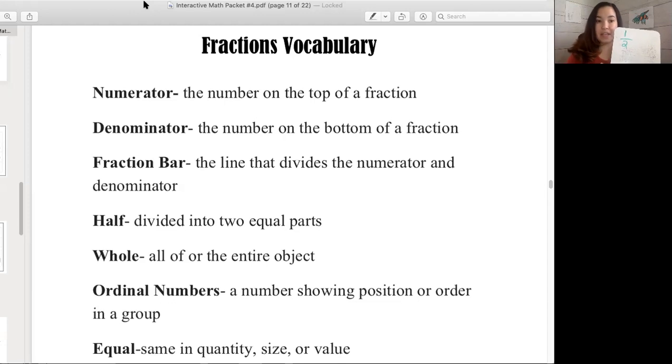So a half is divided into 2 equal parts. That means that if I have 1/2, I need 2 halves to make a whole. And then a whole is the entire part of a unit. So if I have a circle, that is a whole. If I divide it in half, now it has 2 halves, right? Because 2 halves always make a whole. You need to know that for your test. 2 halves make a whole.